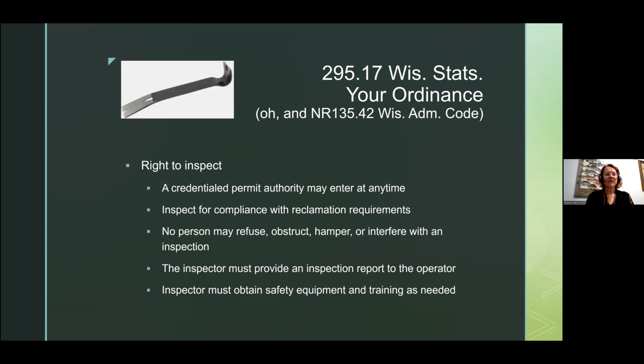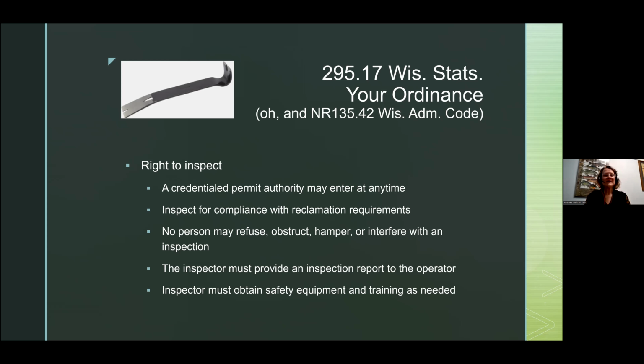All right, so rights to inspect. If you have any operators that don't feel as though you have the ability to get out there and do inspections, you can throw your authority under state statute 295.17 out. It's in the code as well, but you should also refer to your ordinance because that's where your authority is primarily established. But the statute does give you that authority and allows you to get out on the site to inspect those sites for compliance with your ordinance and the reclamation code.